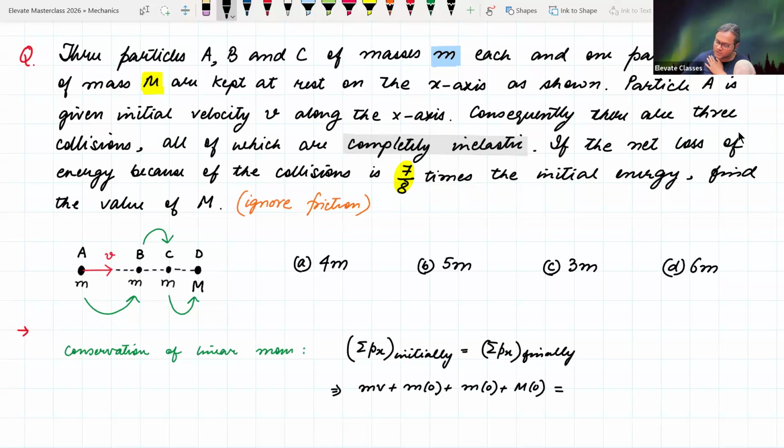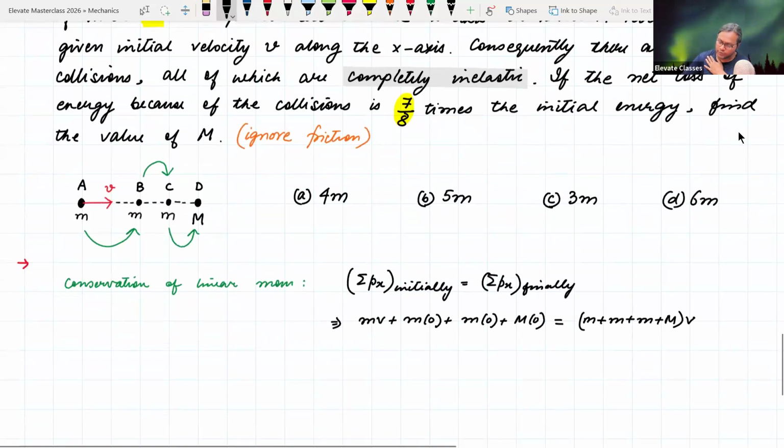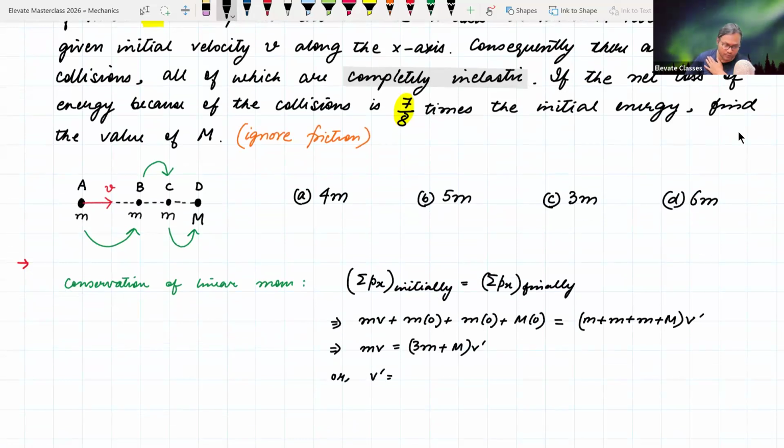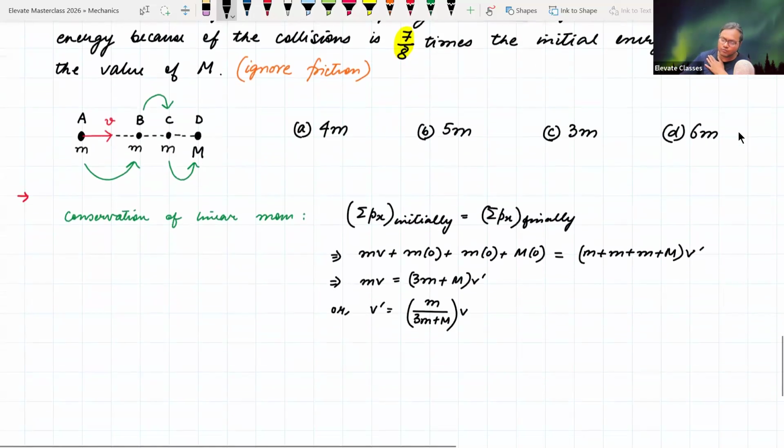What is the final momenta? Because they've all stuck together, m plus m plus m plus capital M. This is the final object after having stuck together. Let's suppose it has a velocity v dash along the x-axis. So mv is equal to (3 small m plus capital M) v dash, or therefore v dash is equal to small m upon (3 small m plus capital M) times v. Okay, now let's go to the question.